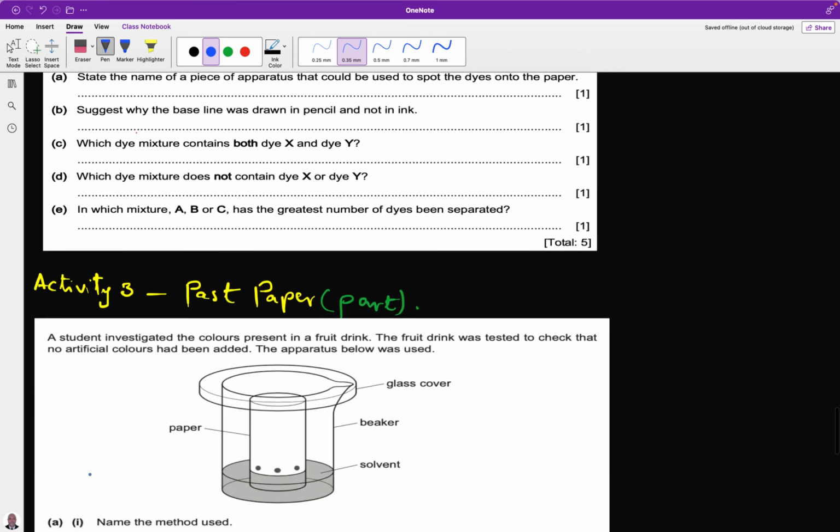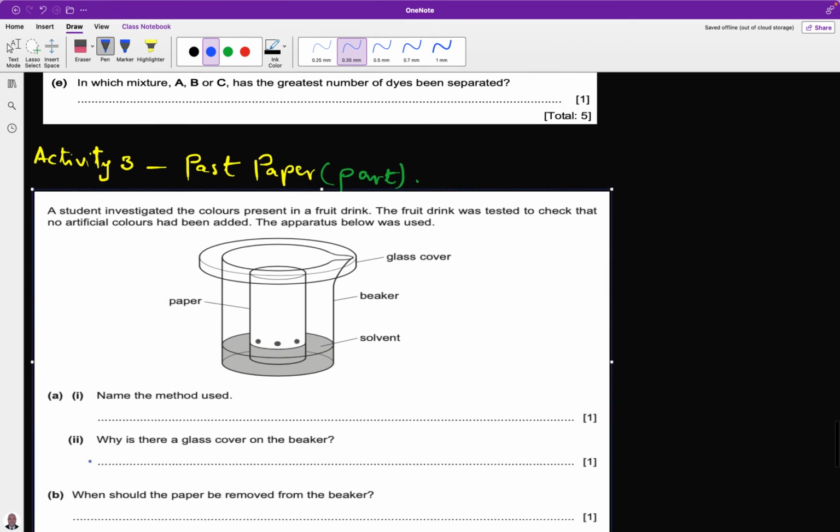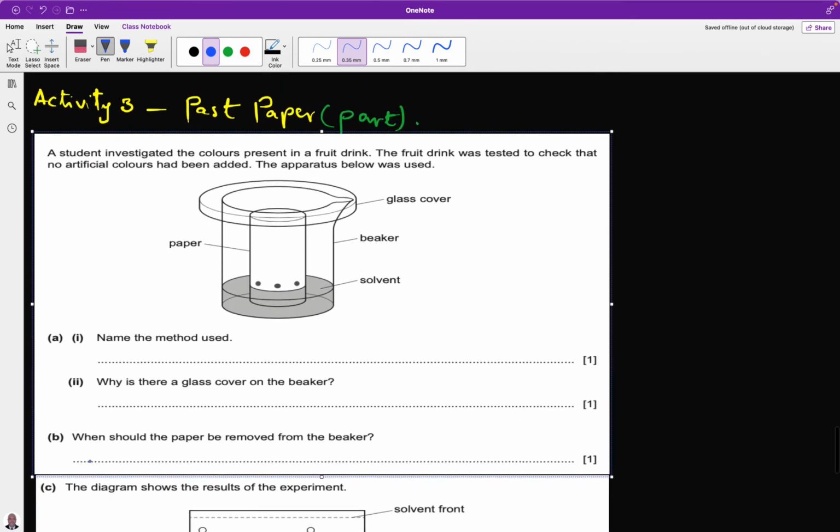It drives us to activity 3. Activity 3 is another part of a past paper. A student investigated the colors present in a fruit drink. The fruit drink was tested to check that no artificial colors had been added. The apparatus below was used.